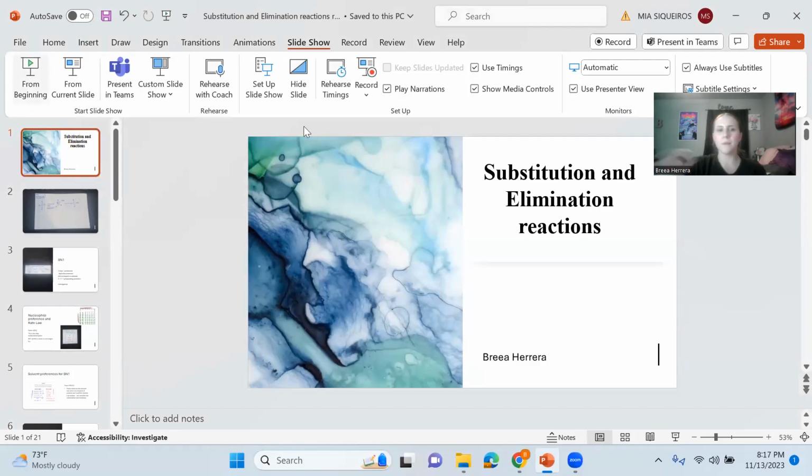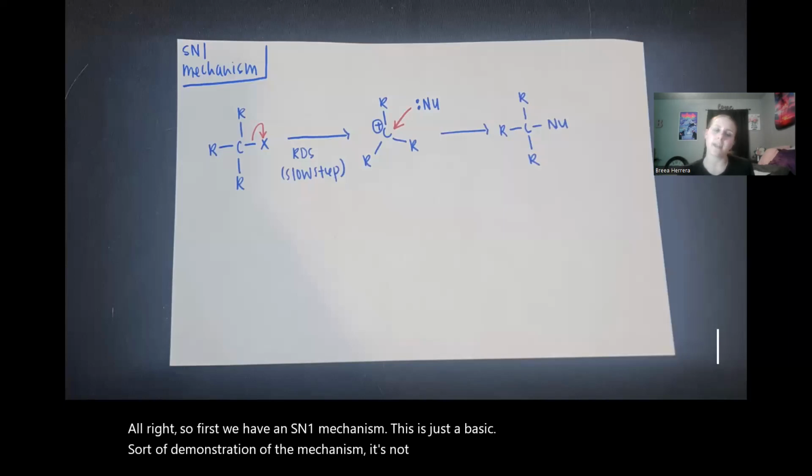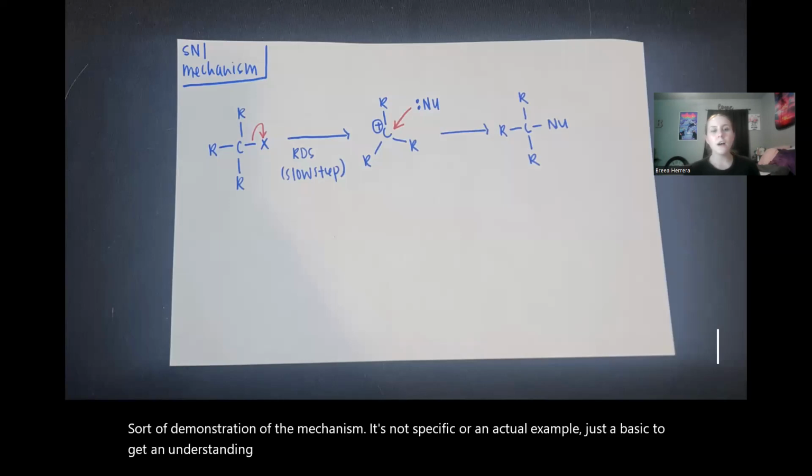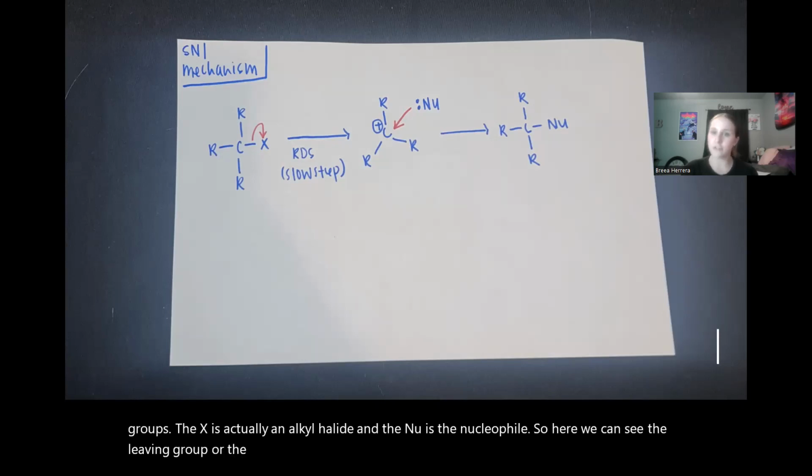All right, so first we have an SN1 mechanism. This is just a basic demonstration of the mechanism. It's not specific or an actual example, just a basic one to get an understanding of the mechanism. R's are going to be carbon-based groups. The X is actually an alkyl halide, and the Nu is the nucleophile. So here we can see the leaving group, or the alkyl halide, or the electrophile, or the substrate. The X has lots of names.